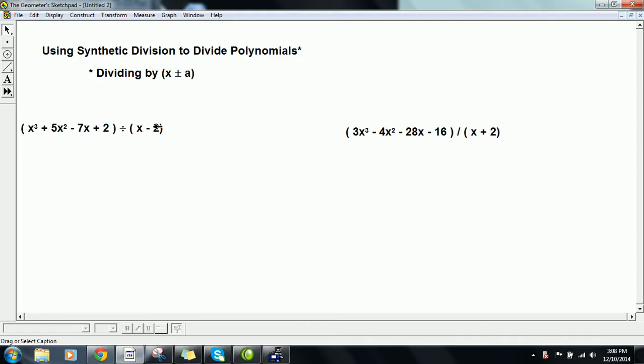So if I'm dividing by x minus 2, I'm going to take the opposite of the negative 2, which will be 2. I'm going to put it right here in a box, okay? So take the first step, take the opposite of this number. If it's negative 2, make it positive 2, put it in the box, okay?